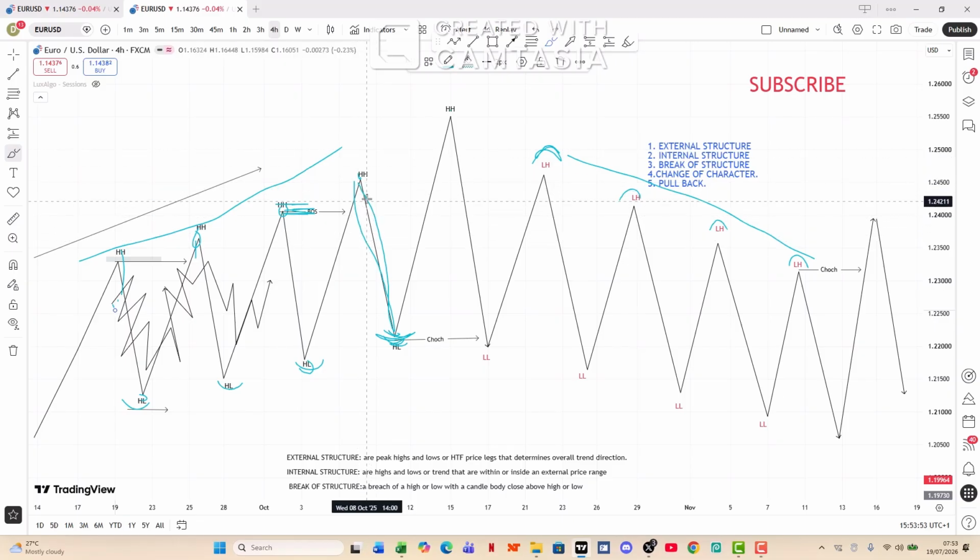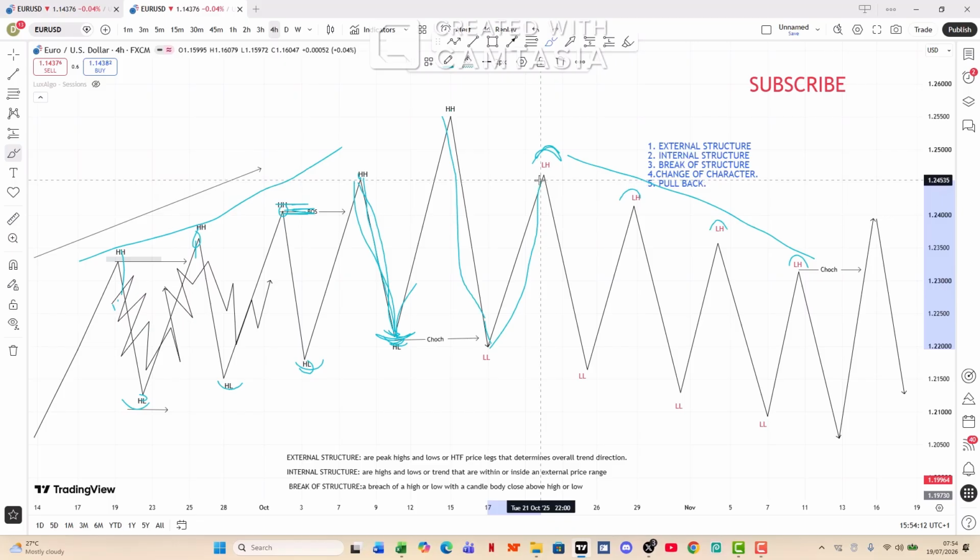So in an external structure, after a break of structure, the pullback, the price retracement back into price is considered a break of structure. So after this break, this is a retracement, but price gave us change of character. So after that change of character, the retracement back up is considered a pullback. So this leg is a pullback leg, another break of structure.